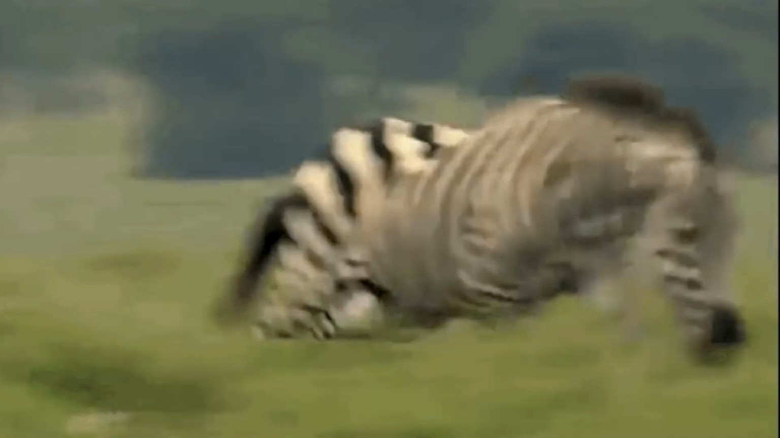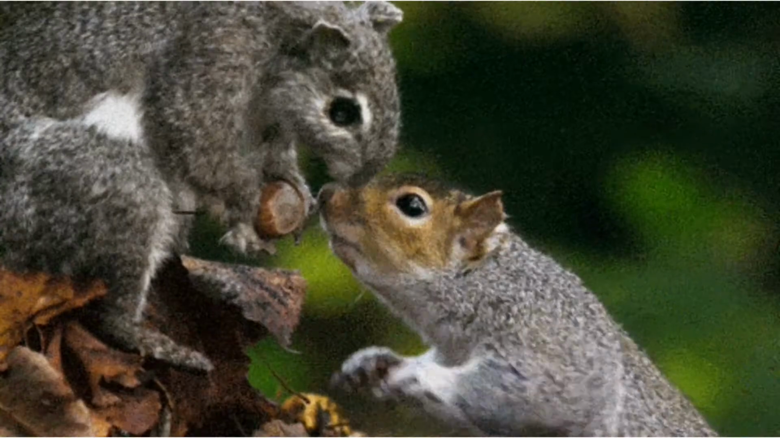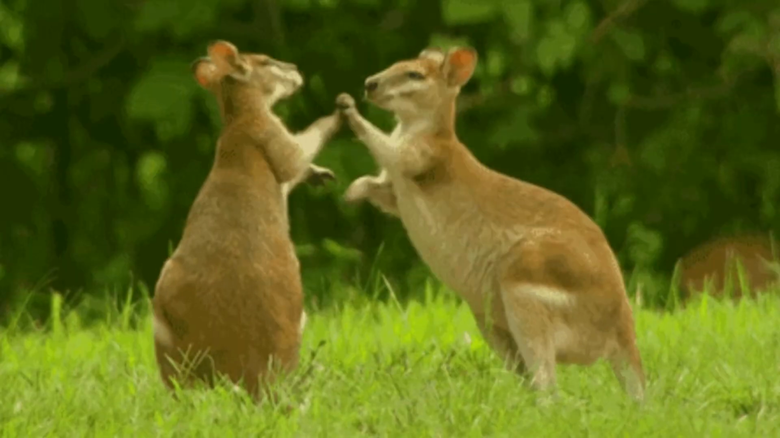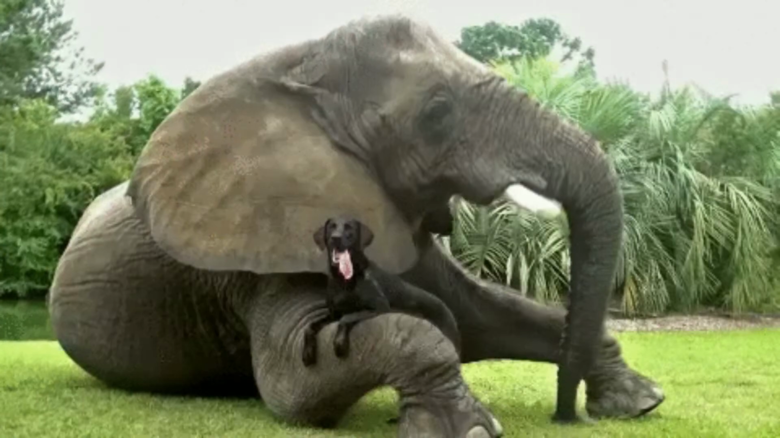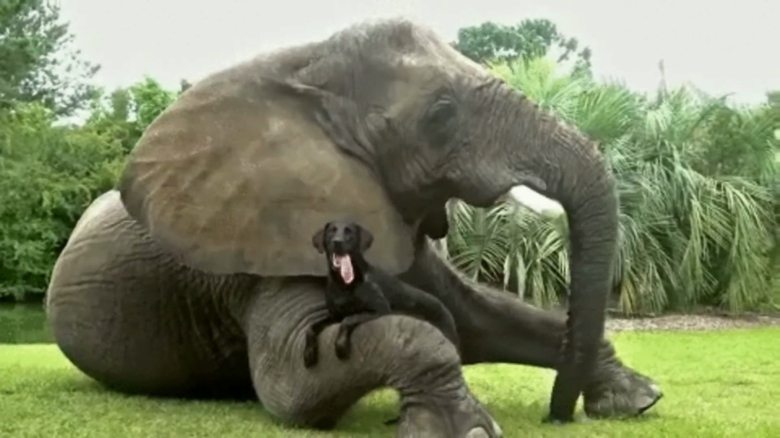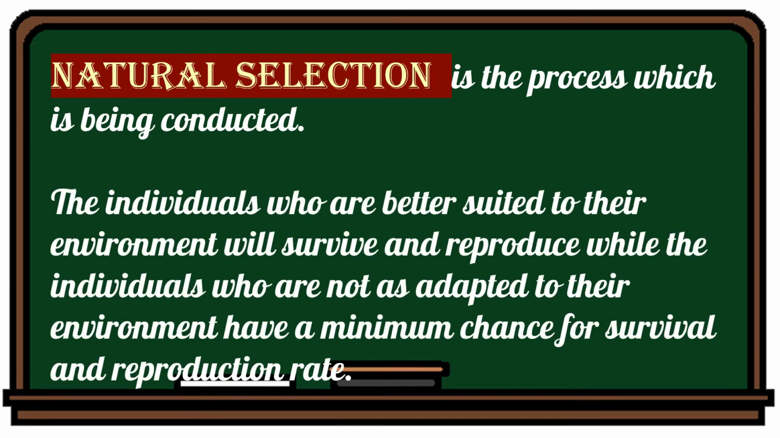Species evolve and change over time as a response to their environment. This leads to some species adapting and becoming better suited to their environment than other species. Natural selection is the process which is being conducted. The individuals who are better suited to their environment will survive and reproduce, while the individuals who are not as adapted to their environment have a minimum chance for survival and reproduction rate.